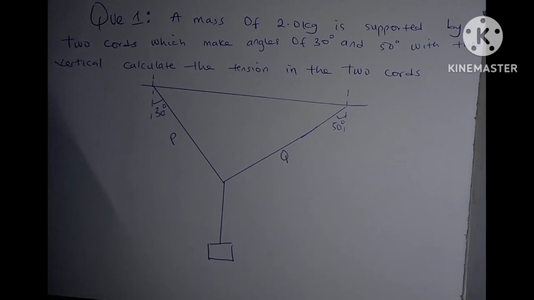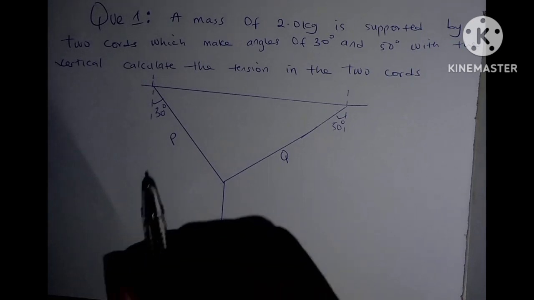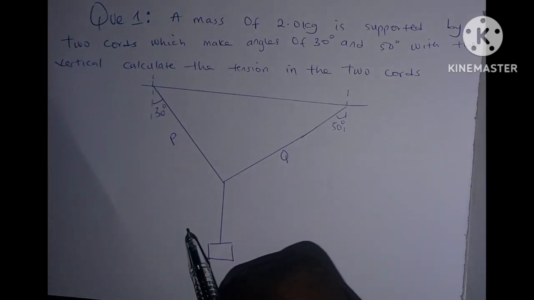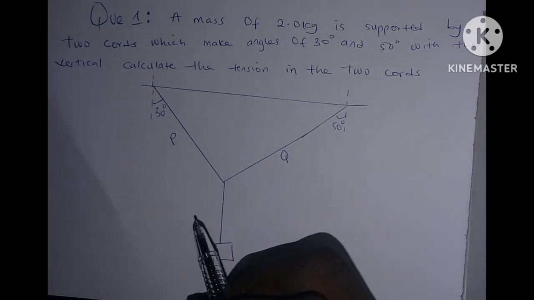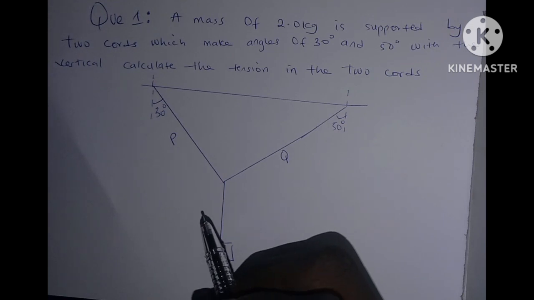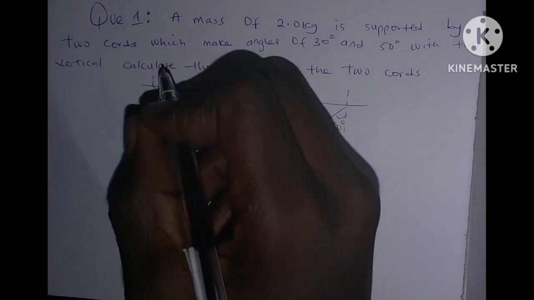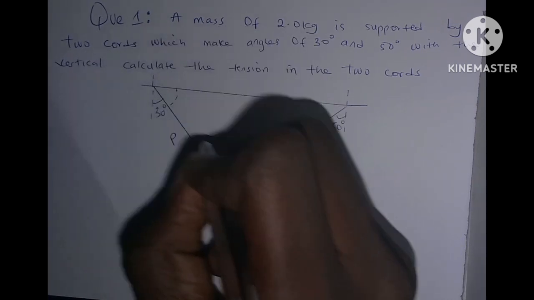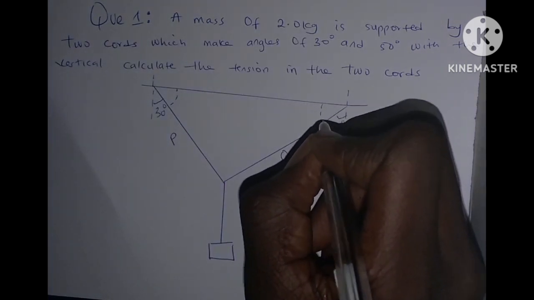Now in this question, we are asked to calculate the tension in the two cord. Now the tension occurs here in P and in Q. How do we go about this? The first step to do to calculate this is to look for the angle of this place. So our first step is to look for this angle and to look for this unknown angle.